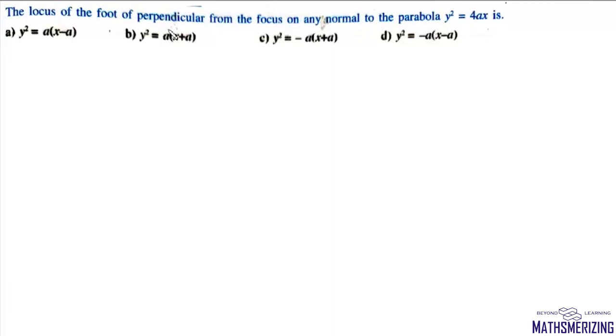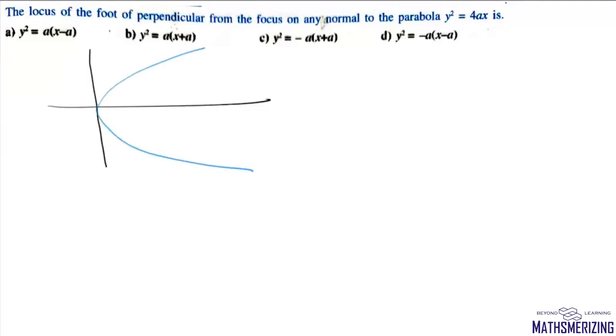Now the question is: the locus of the foot of the perpendicular from the focus on any normal to this parabola is? So we have this parabola, which is y square equals 4ax, and then at any point P we have drawn a normal, and from the focus, which is a comma 0, we need to find the locus of the foot of the perpendicular. So let us say this point is alpha comma beta, and suppose it is this point A. So we need to find the locus of this point A.